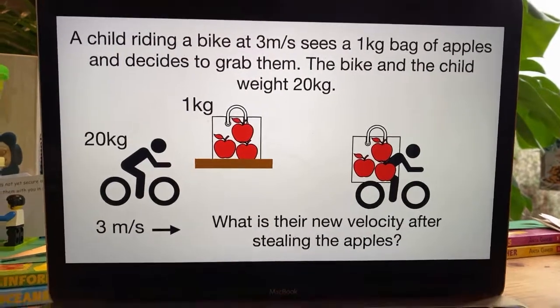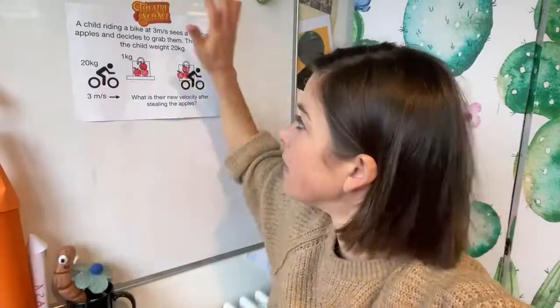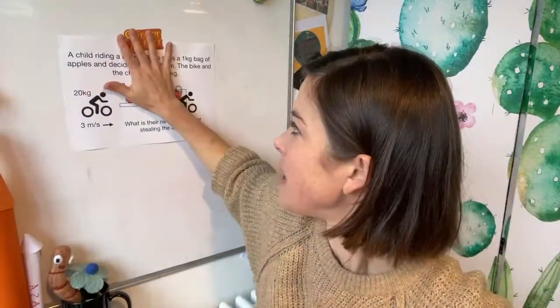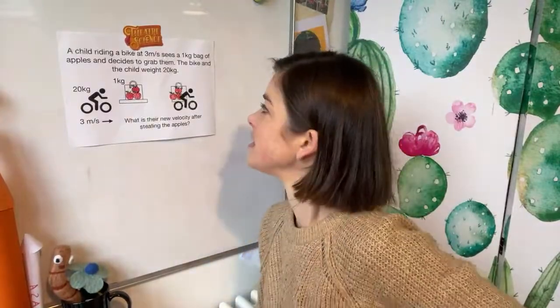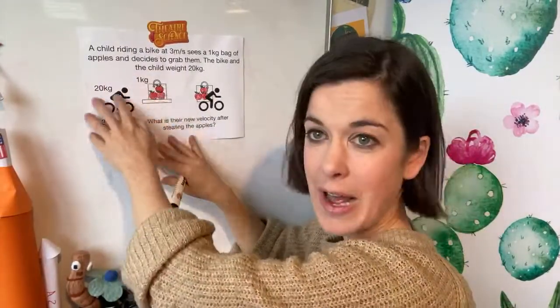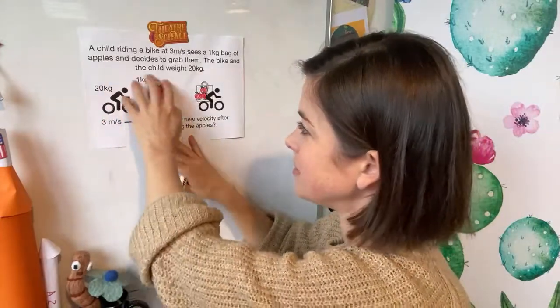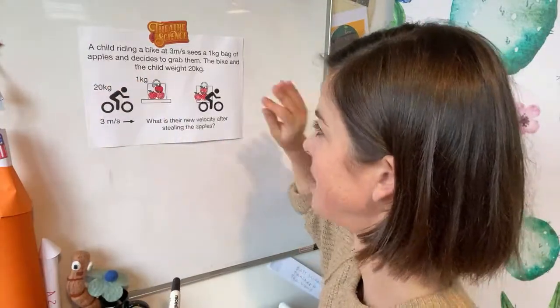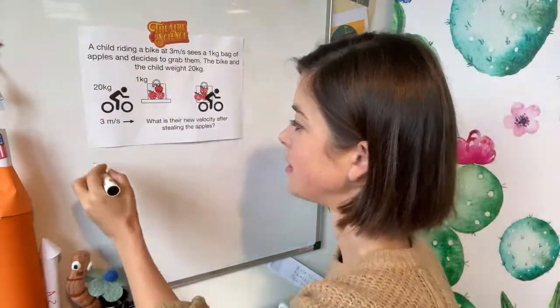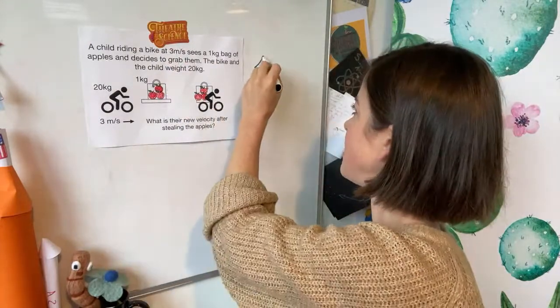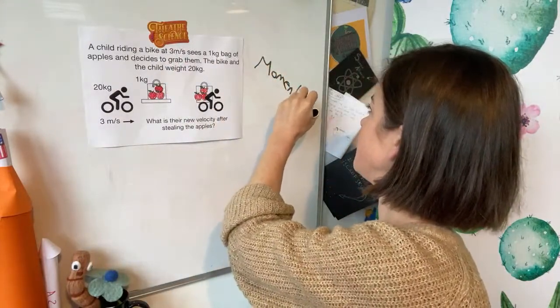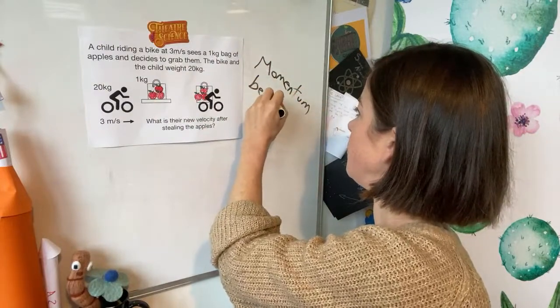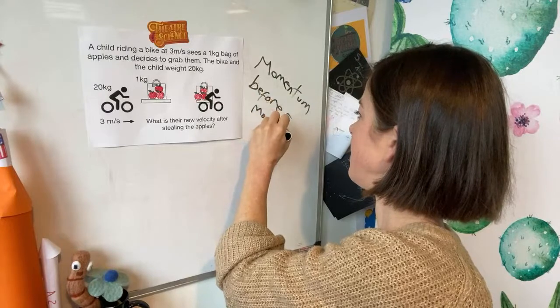Okay, let's go through it. So, a child riding a bike at 3 meters per second sees a bag of 1 kilogram apples and decides to grab them. So the conservation of momentum law says that the momentum beforehand of the child and the bike and the apples, all the things in this system that we're talking about, is the same as the momentum afterwards. So let's work out that momentum first, okay? I'll put momentum before equals momentum after, because that's important. Momentum before equals momentum after.